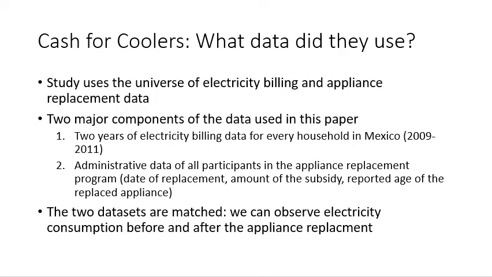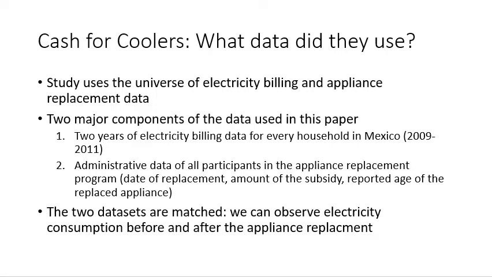So there's two major components of the data used in this paper. They use 2 years of electricity billing data for every household in Mexico between 2009 and 2011. That's a lot of data. Administrative data on all participants in the appliance replacement program. So they have data on the date of replacement, the amount of the subsidy that was provided for replacement, and the reported age of the replaced appliance.